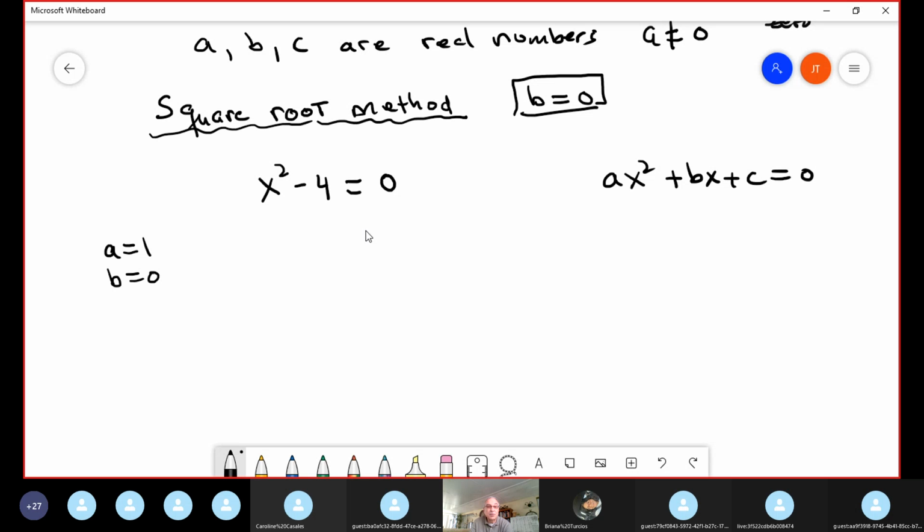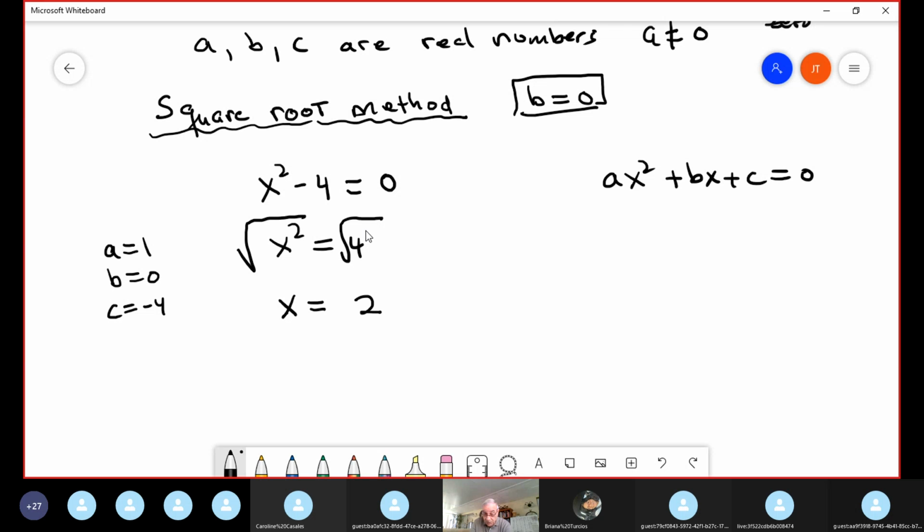And C is -4. Okay. What's the idea for the square root? Super easy. You isolate the x squared, similar to what we are doing in a linear equation, and you apply square root to both sides. The square root and the square cancel out each other. It's just x. And square root of 4, I know it's 2.